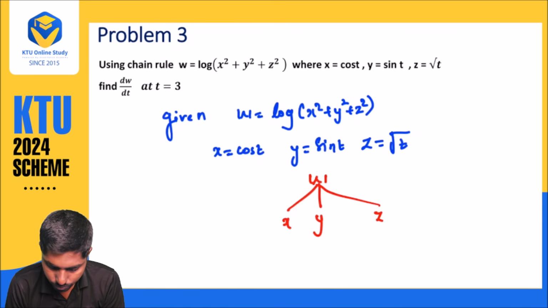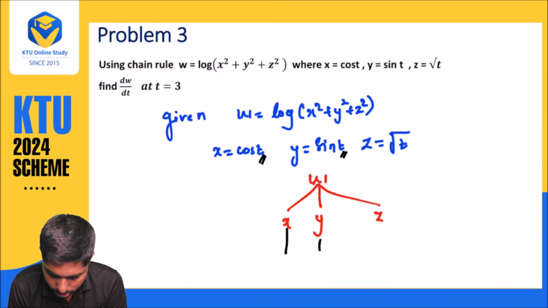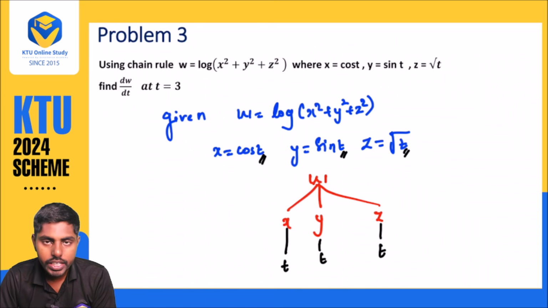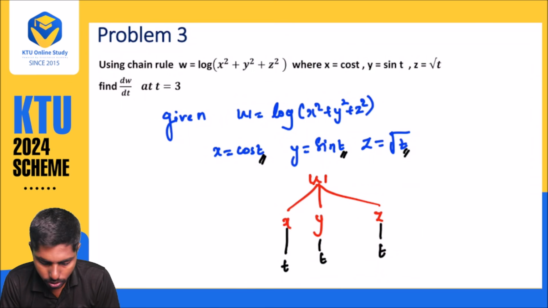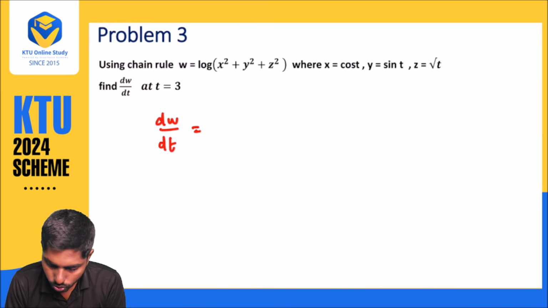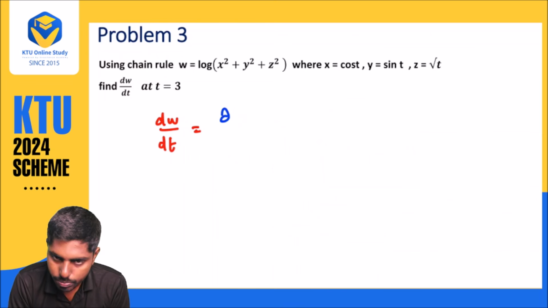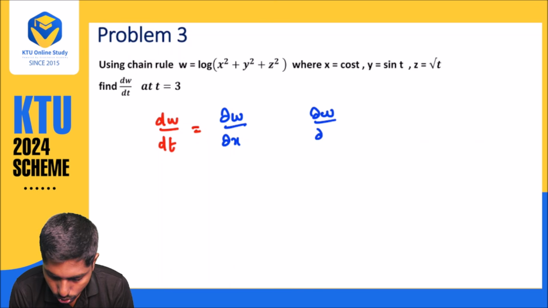And similarly, x is depending upon t and y is also depending upon t and z is also depending upon t. That means only w value is depending upon three independent variables. So what is the question they have asked? The question is dw divided by dt, chain rule formula. So w is depending upon three variables: dou w by dou x, dou w by dou y and dou w by dou z.